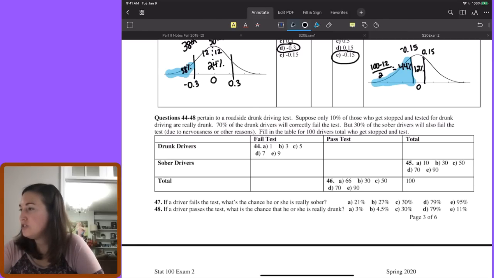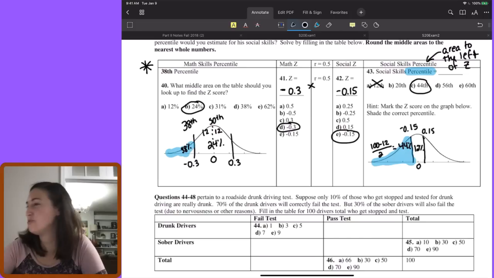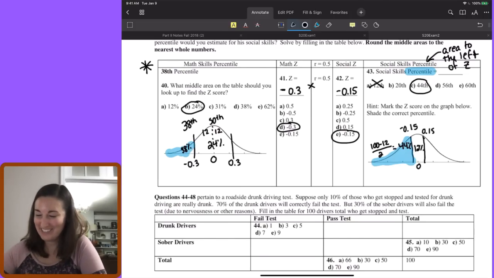Someone said, could we also solve by thinking 12 divided by 2 is 6, and 50th percentile minus 6 is 44. 12 divided by 2 is 6. Yeah, that definitely works, sure. There's a bunch of different ways to do that. Yeah, that's good. Whatever you like best is great.